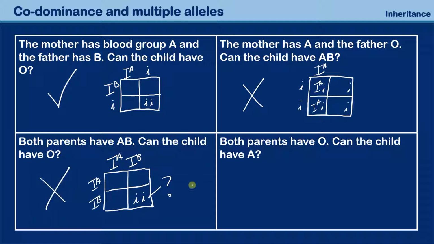It's also... both parents have O. Can the child have A? No, this is also not possible, because if both parents have O, then all of their children are recessive, all of their children will have a blood group O. So this is also not possible. No. Okay, so this was basically some examples of how blood groups can be used in paternity testing.